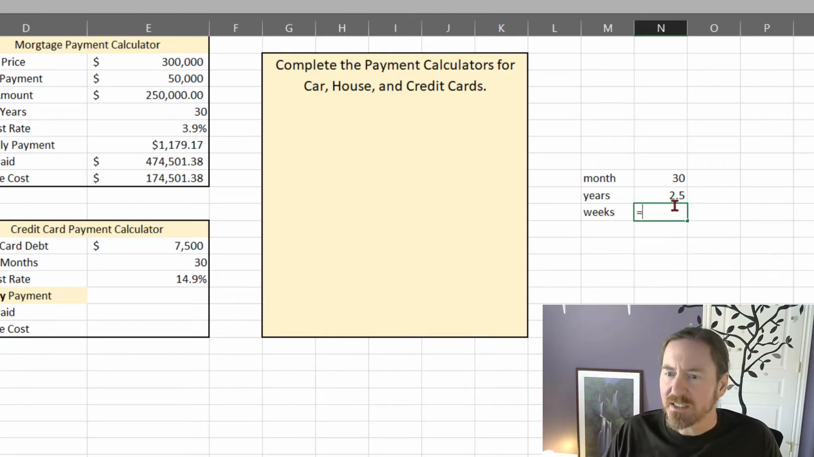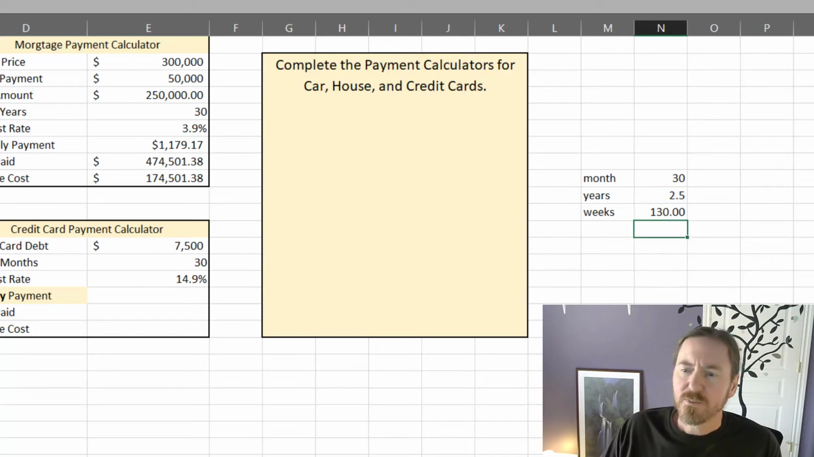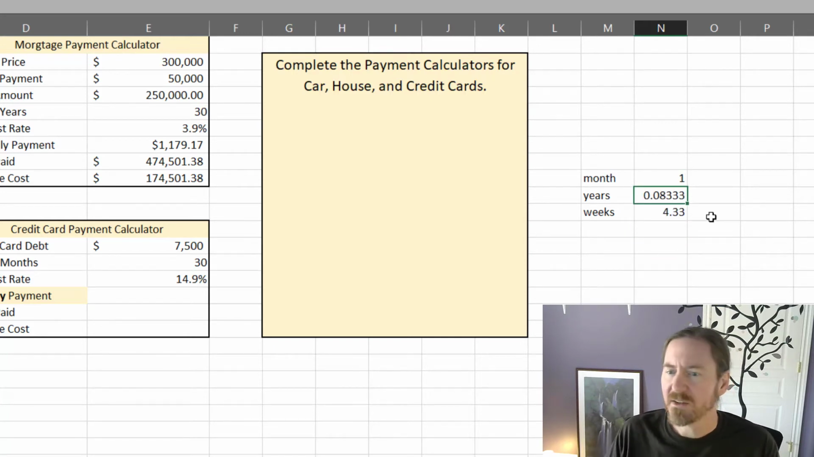Let's take the number of years and multiply that by 52. So basically, 30 months is equivalent to 130 weeks. All right, well, that seems pretty reasonable. Let's test it out. Let's do 1 month. 1 month is about 4.33 weeks. That also sounds pretty good. So at least that lets us know that that formula is correct.